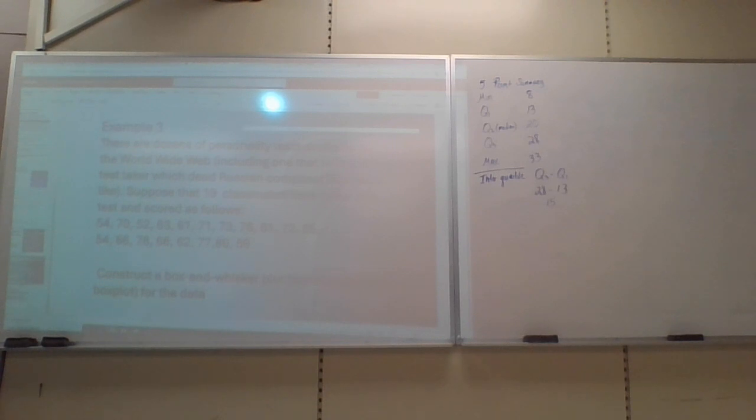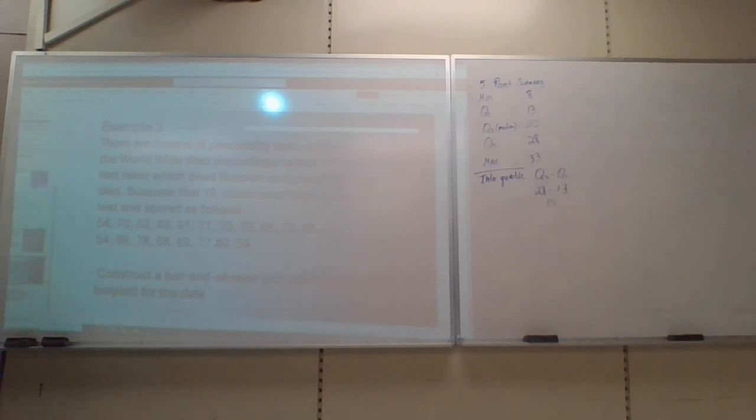Okay, here we got one. We've got a dozen personality tests available on the World Wide Web, including one that tells the test taker which dead Russian composer he was like. Suppose that 19 classmates have taken this test, and here are the scores. Let's construct a box and whisker plot, sometimes called a box plot, for the data.